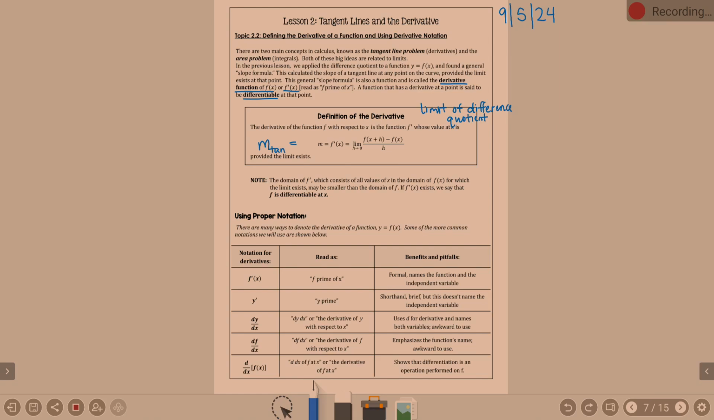And then we use this one in certain circumstances. d dx of f of x, or d dx of f at x, or the derivative of f at x. d dx is just saying take the derivative with respect to x. And so it's saying take the derivative of f of x with respect to x. It shows the differentiation as an operation performed on f. We sometimes use it when we show that we want to take the derivative of something. Okay?